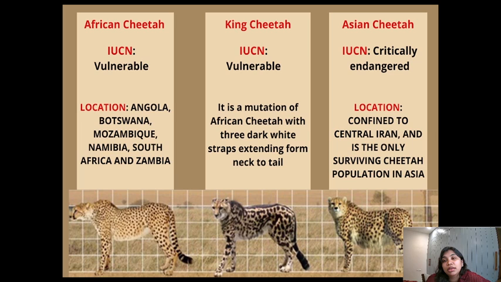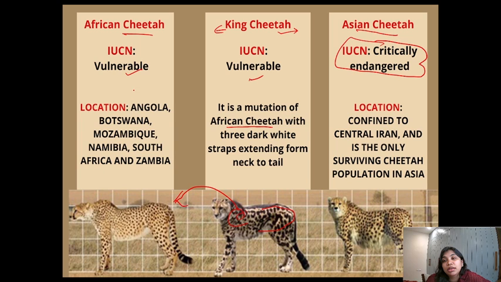Okay. So as I told you, we have the African cheetah mainly and the Asian cheetah. The king cheetah is a genetic variation, brought about by a mutation of the African cheetah. The only difference is that it has darker stripes extending from the neck to the tail. So we have majorly African and Asian. The king cheetah is a genetic mutation of the African. The African cheetah is vulnerable, whereas the Asian cheetah is critically endangered under the IUCN Red List.